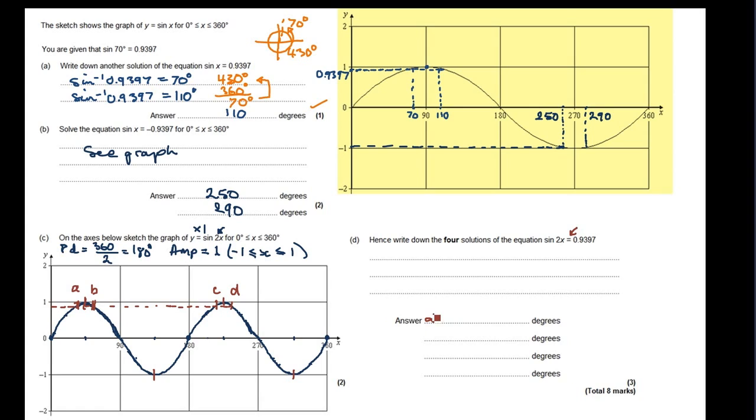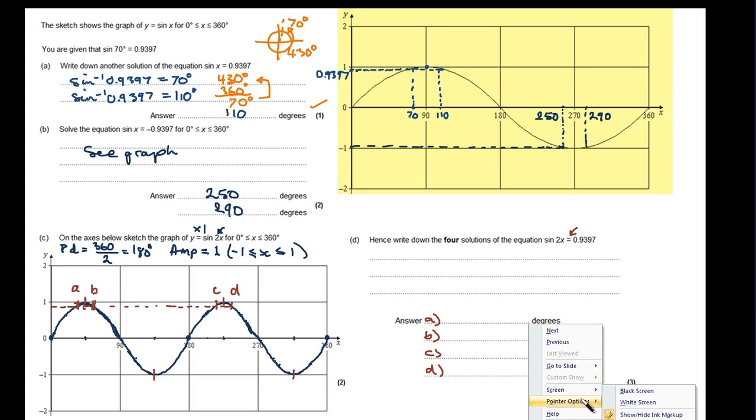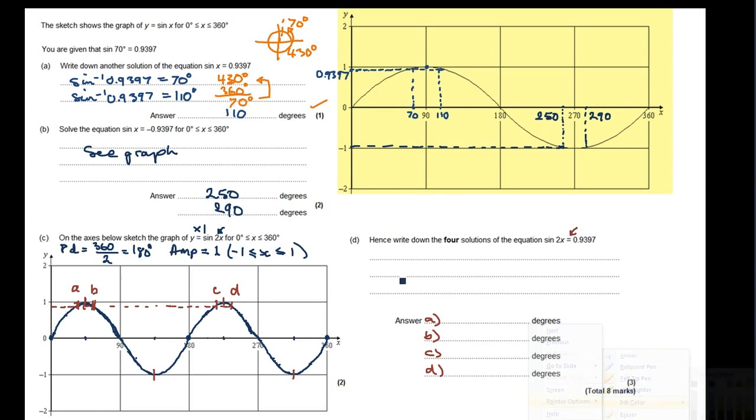Okay, so that's found my 4 answers, and I'm actually going to label them A, B, C and D, and now all we need to do is calculate them. Alright, so what I've got here at my quarter point is 45 degrees. So what is going to be the value of A?